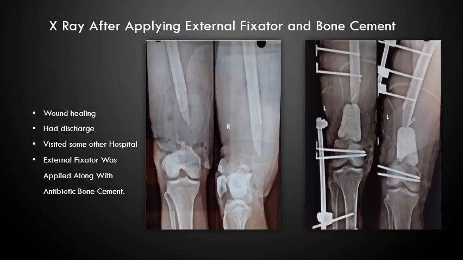So after 1 month, the wound was healing, but he had discharge. So he visited some other hospital where an external fixator was applied and antibiotic cement was inserted. So this is the X-ray after 1 month of the initial injury.